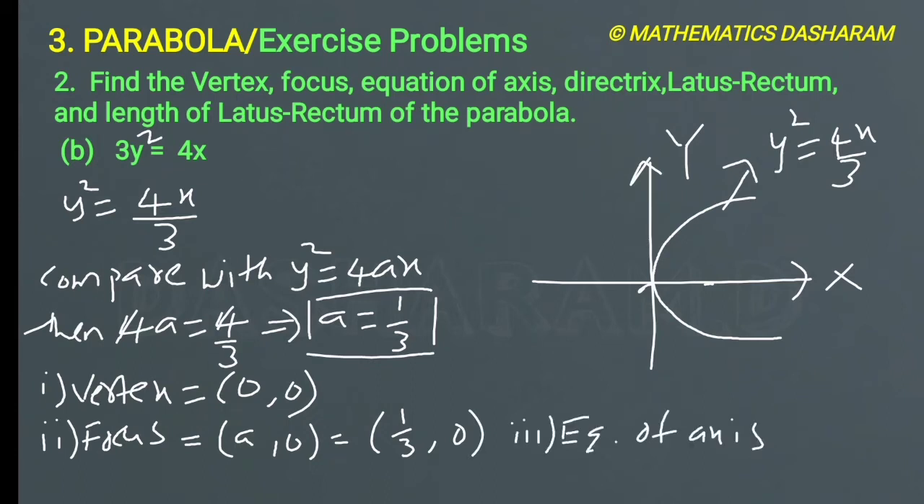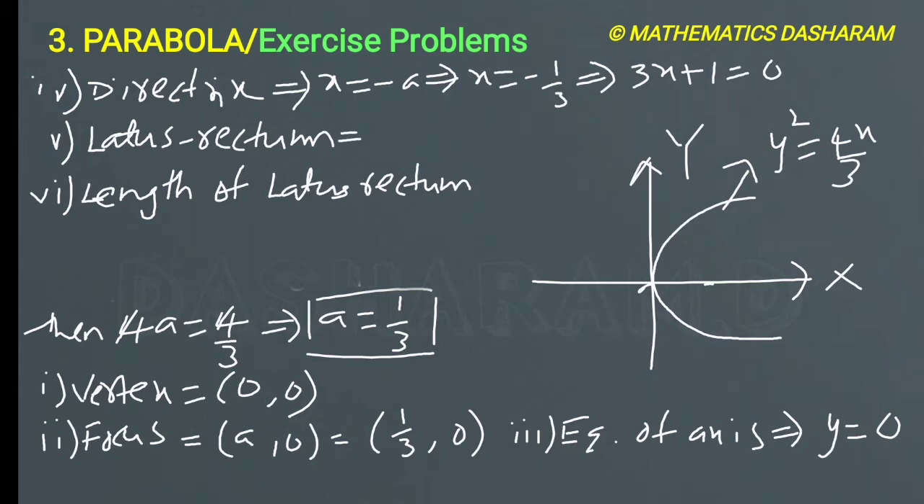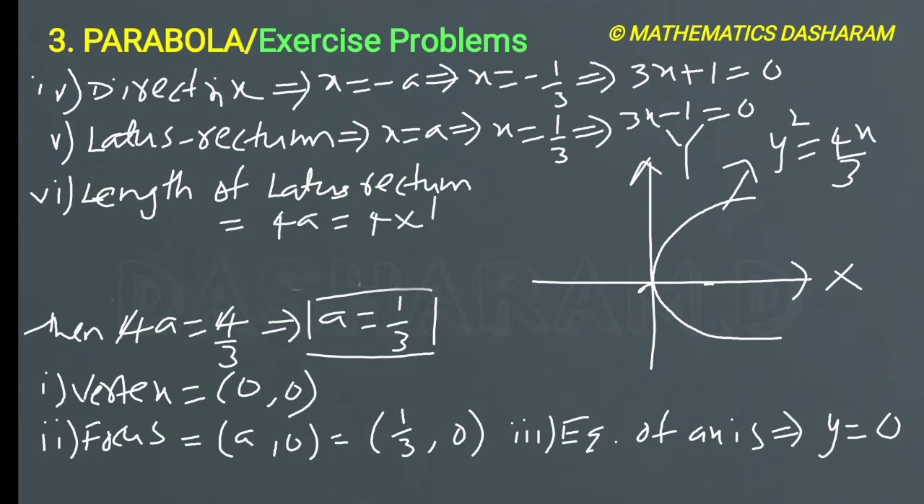Next, equation of axis, that is y equals 0. So next is directrix, that is a fixed line. So x equals minus a. So this implies x equals minus 1 by 3. So then its simplification is 3x plus 1 equals 0. Next, equation of latus rectum, that is x equals a. So here x equals a value, 1 by 3, and its simplification is 3x minus 1 equals 0. Next, length of latus rectum, that is 4a. So 4 into a value 1 by 3, so it is equal to 4 by 3.